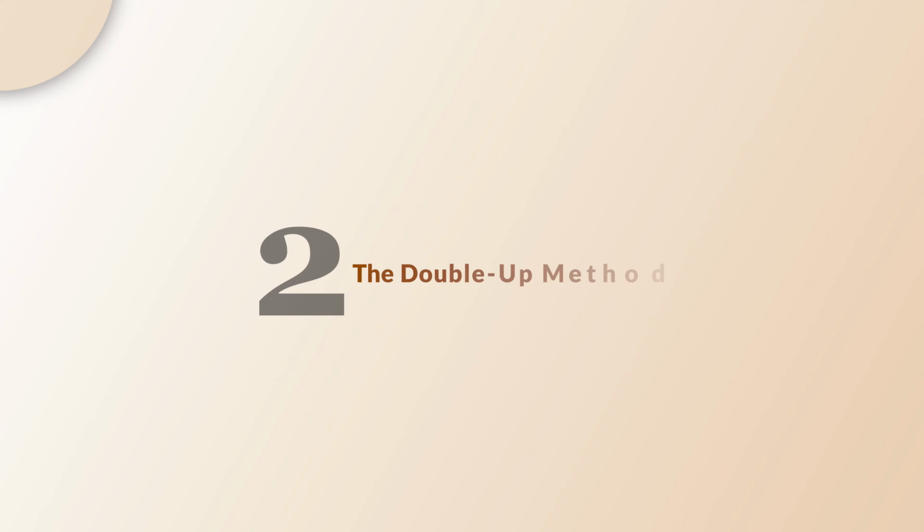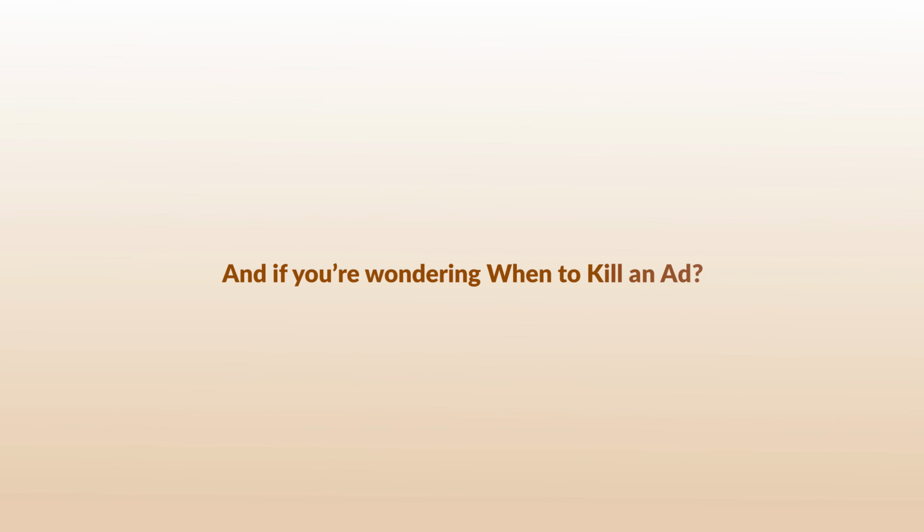Second one is the double up method, which is if an ad is performing well, double the budget and monitor performance for 2 to 3 days. If performance drops, lower the budget back down, and it's basically that simple. And if you're wondering when to kill an ad, in my experience, if an ad underperforms for basically 3 to 4 days, pause it and test new creatives. Always have a few different versions of creatives on hand and refresh your creatives to prevent any ad fatigue.